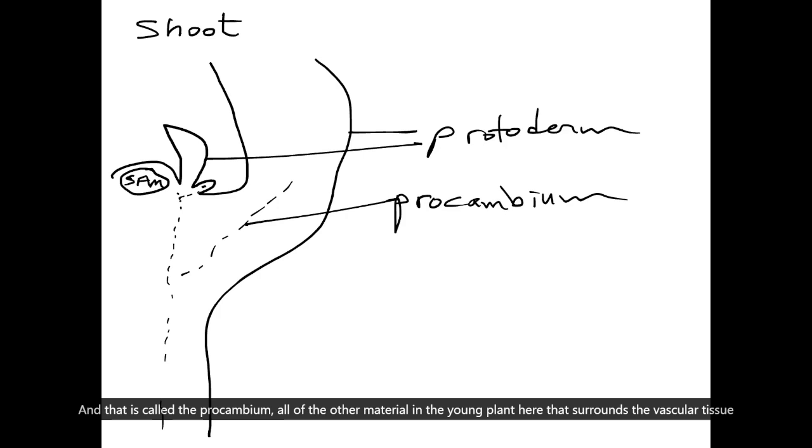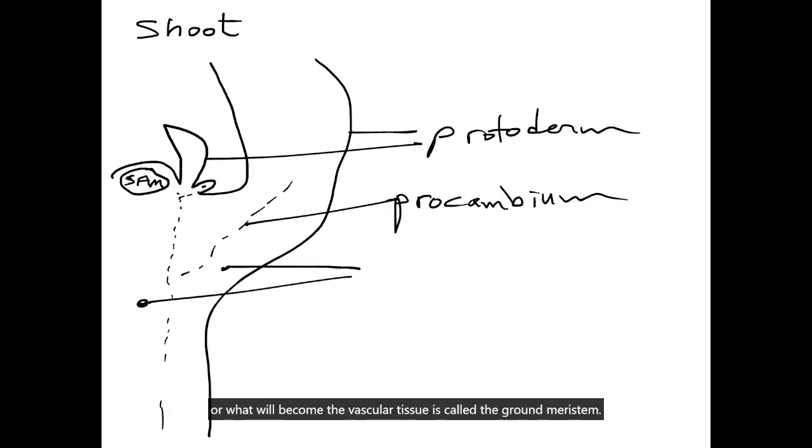All of the other material in the young plant, here, that surrounds the vascular tissue, or what will become the vascular tissue, is called the ground meristem. And this will produce the ground tissue.